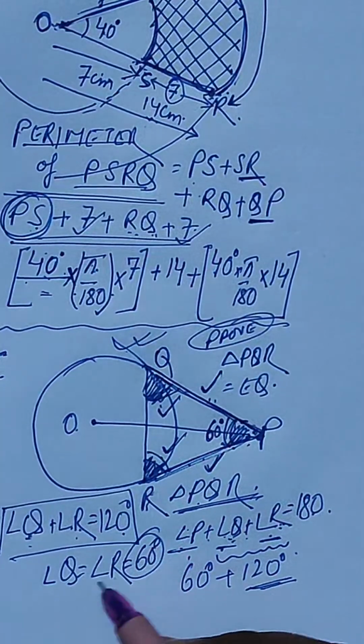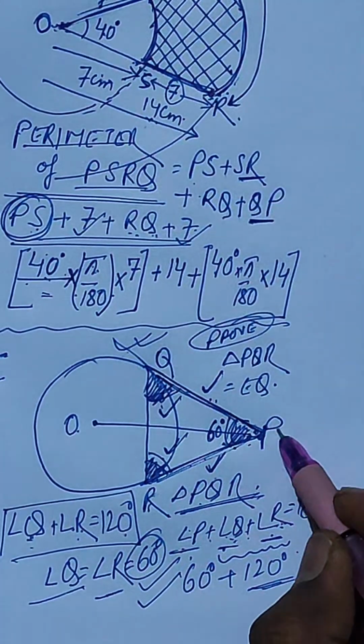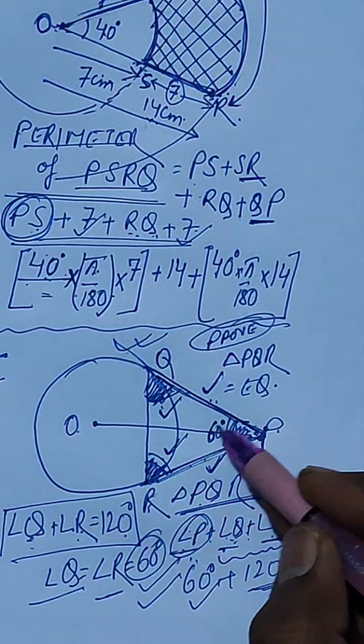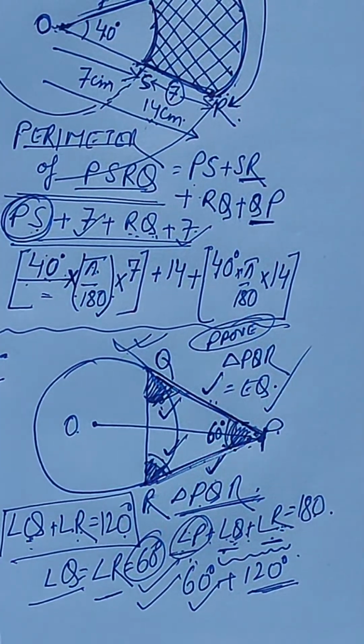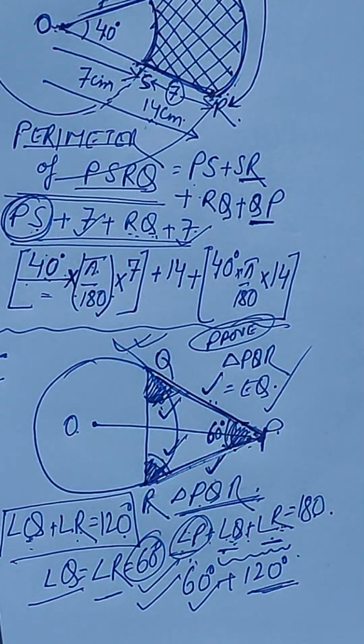So you can see angle Q is 60, angle R is 60, and angle P is already 60 degree. So isn't it an equilateral triangle, right? So this is proved. In this way we can show this. You can just mention the steps in the examination, my dear friends.